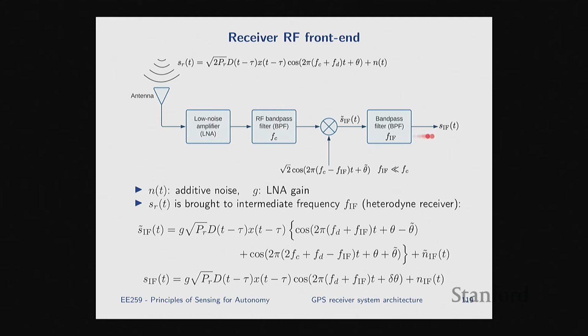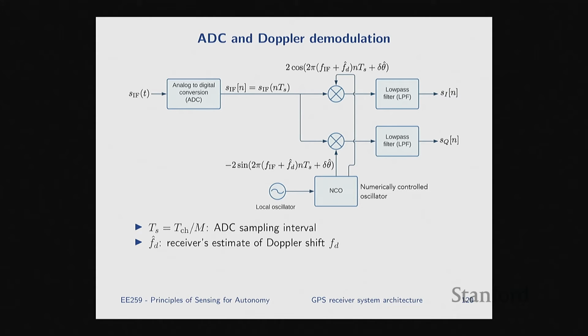The noise is also going through this entire chain, right? So it gets filtered, amplified and filtered, mixed down, and again filtered. So now we are calling it the intermediate frequency noise. Next is the ADC and the Doppler demodulation. The ADC is easy: your intermediate frequency signal is coming in, and we are just sampling it with some sampling rate f_s or sampling interval T_s. So you get S_IF of n, which is S_IF of n times T_s.